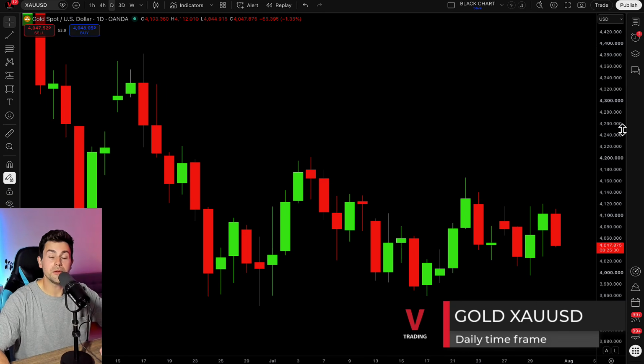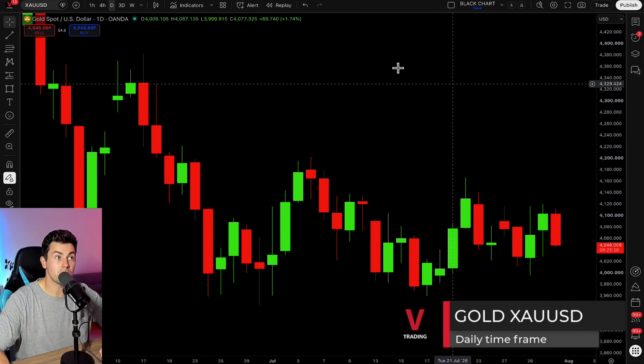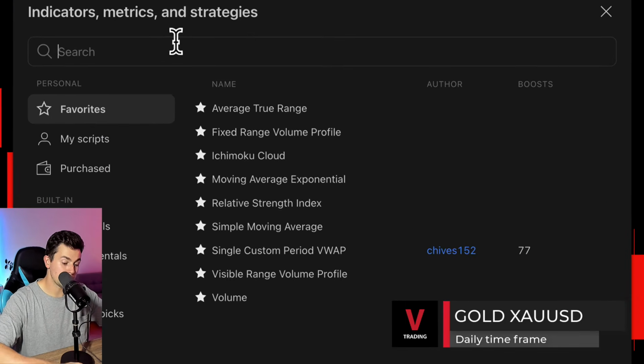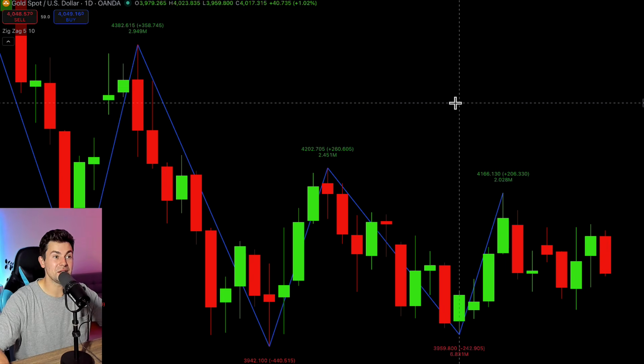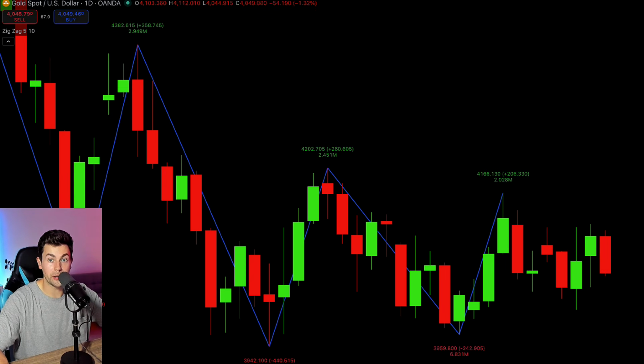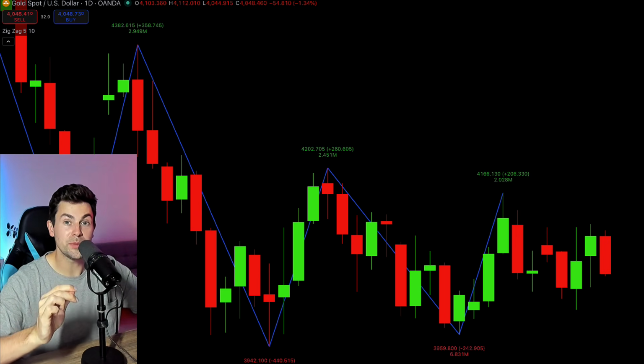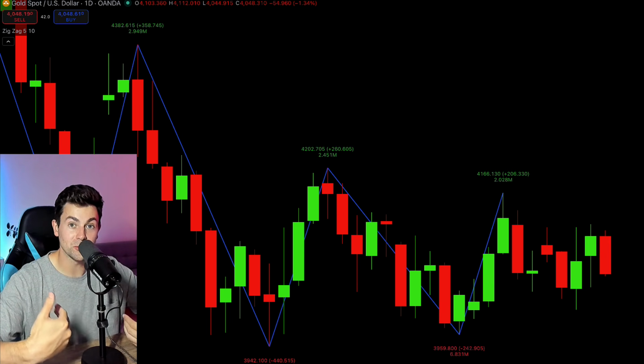We will use a classic default technical indicator that is available in any trading terminal. It is called zigzag. To add the zigzag indicator to your gold chart on TradingView, open the indicators window and search zigzag. By clicking on that, this indicator will immediately start working. This indicator maps significant highs and lows, which are the ultimate base for supports and resistances.